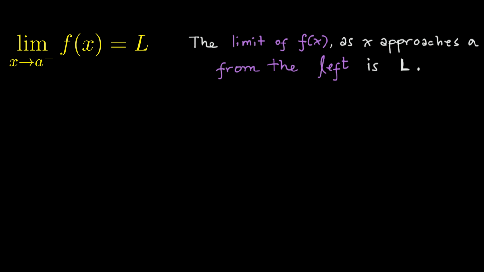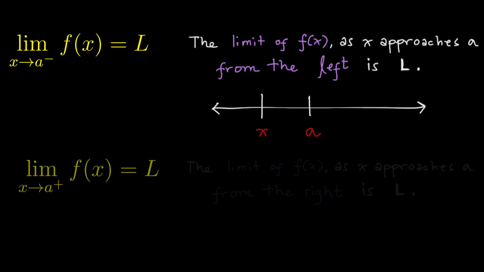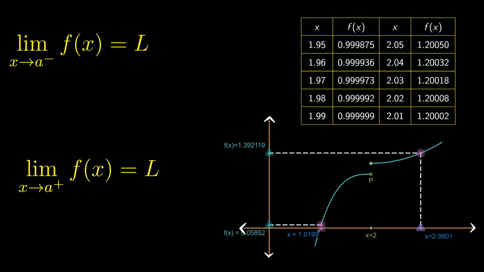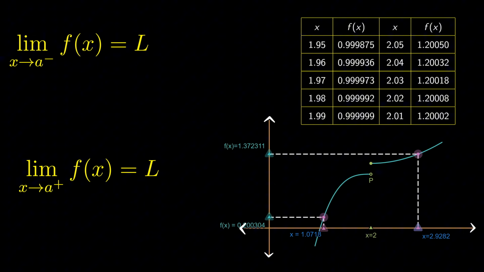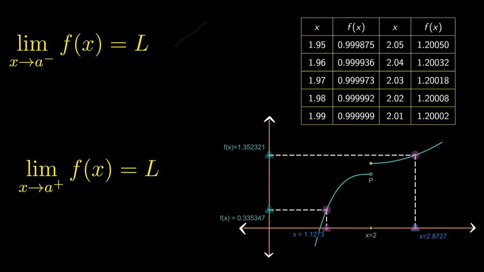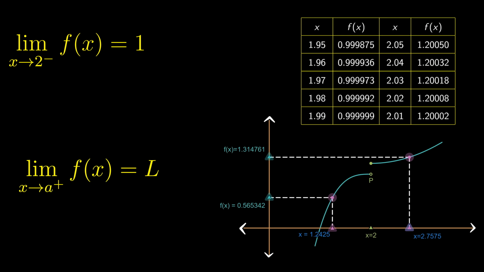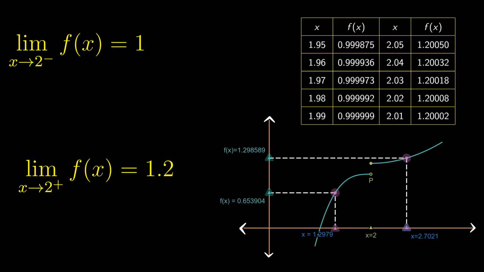In this case, we will use the following notation. The notation for one-sided limits. This reads as the limit of f of x as x approaches a from the left is L, where this notation is used for its counterpart on the right side. And based on our previous example, the limit of f of x as x approaches 2 from the left side is 1. And the limit of f of x as x approaches 2 from the right side is 1.2.